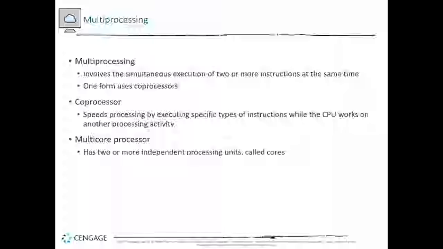Multiprocessing. Multiprocessing involves the simultaneous execution of two or more instructions at the same time. One form uses coprocessors. Coprocessors speed processing by executing specific types of instructions while the CPU works on another processing activity. Multi-core processing has two or more independent processing units called cores.